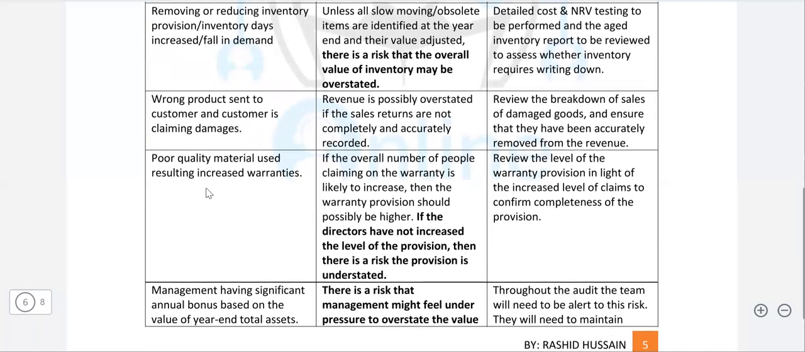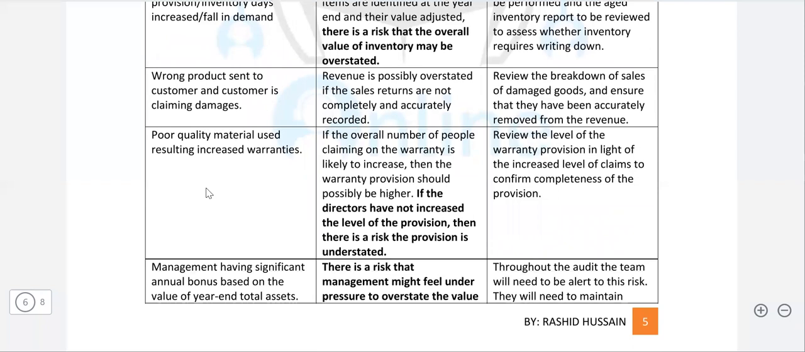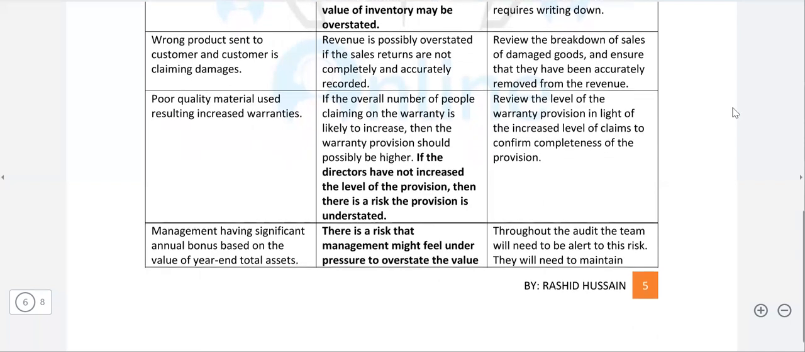Wrong product sent to the customer and the customer is claiming damages: when the customer is claiming damages and has sued you, there's a litigation. If the outflow is probable, then the provision should be recorded. And when they have returned the goods, this is a sales return, and sales returns should be recorded. If the sales returns are not recognized, then revenue and receivables are overstated. Customer is claiming warranties: now, the outflow is probable, so the provision for warranty should be recorded. If the provision is not recorded, expenses and liabilities may be understated.